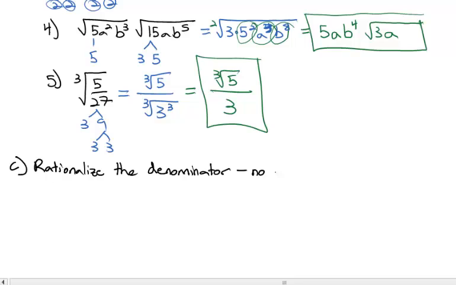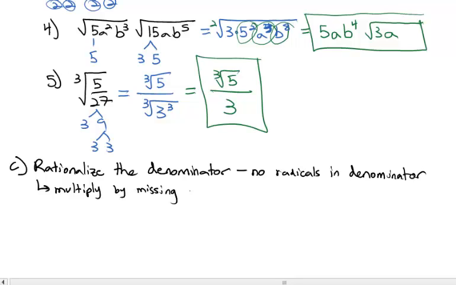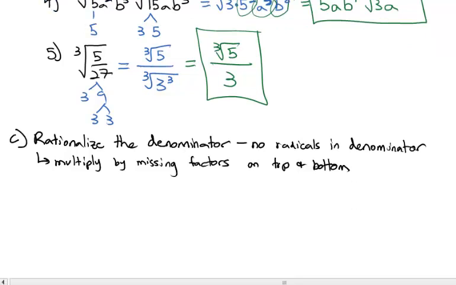Basically, we're saying we have this rule of no radicals in the denominator. The way we do this is we are going to multiply by any missing factors on top and bottom, numerator and denominator, because we have to stay balanced. Here's what I mean by that.